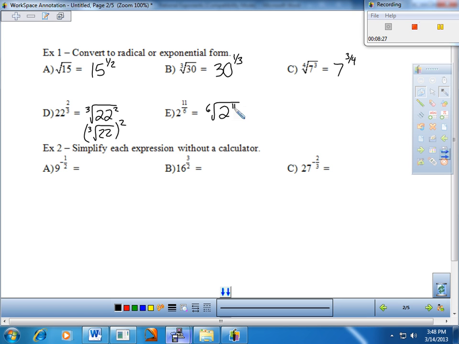Bottom number is the root, top number is what we raise our base to. So why don't we put the calculators aside for a moment or two, and as it says, simplify each expression, no calculator. So let's see if we can pull this off. Let's see if we can derive a little more meaning behind these numbers. So what does 9 raised to the negative 1/2 power actually equal?